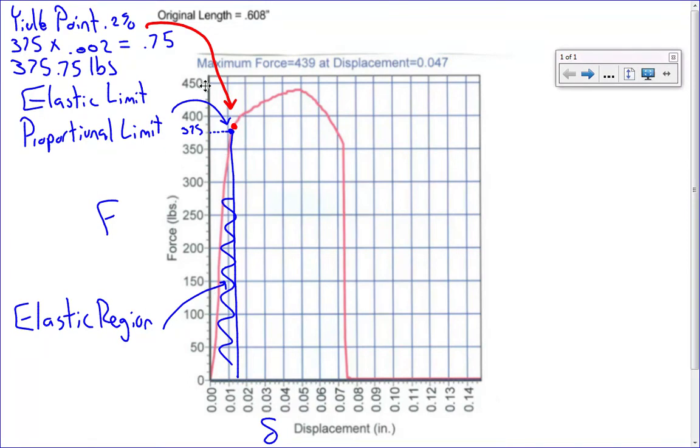Moving forward in our graph, make sure you underline or circle this maximum force, and that's right here. And this part is where the sample broke. So our force increased, and then started to taper off, then went down, because right here is where it snapped and broke. That's called our rupture point. So we'll call that max force. Just do that little arrow like that. Rupture.